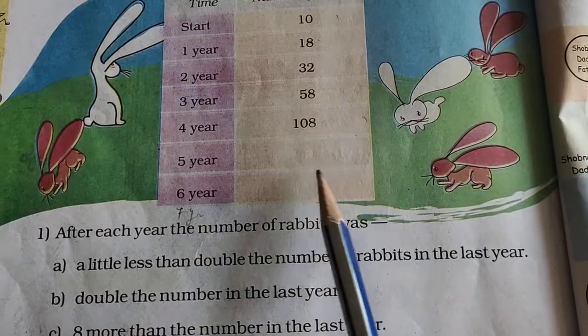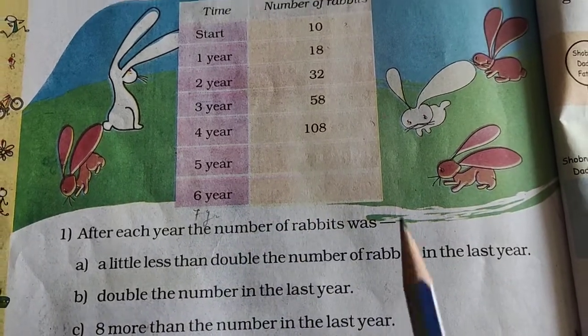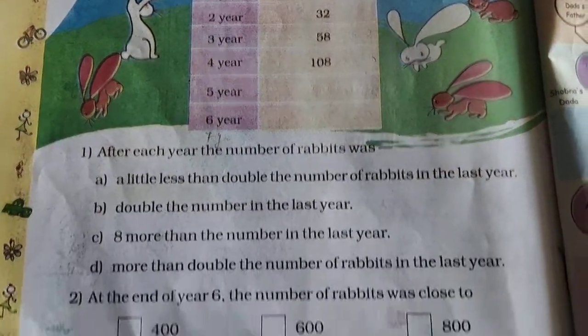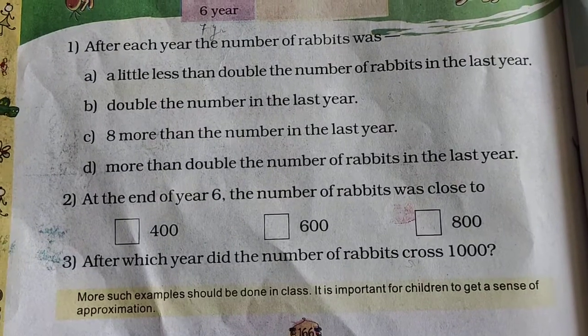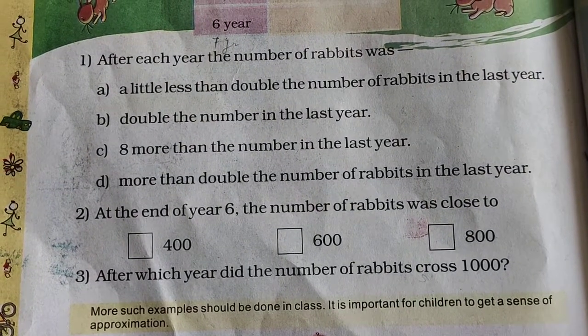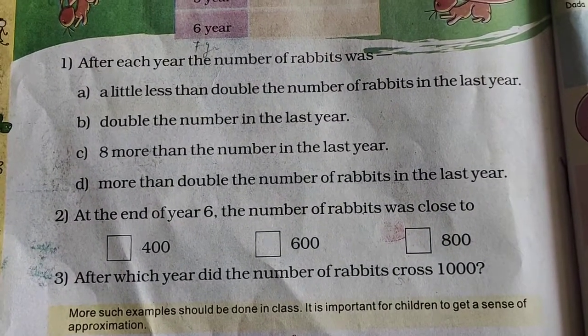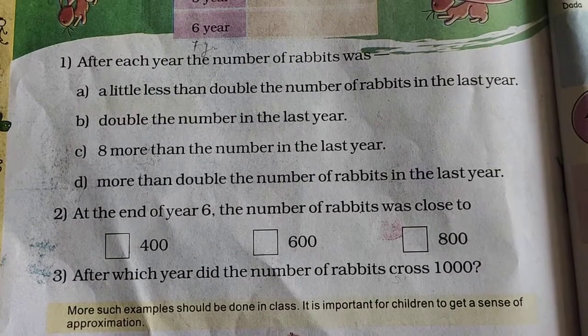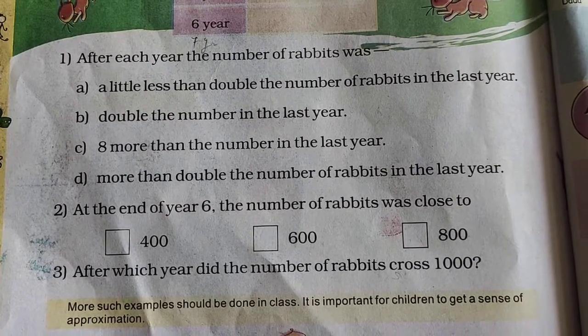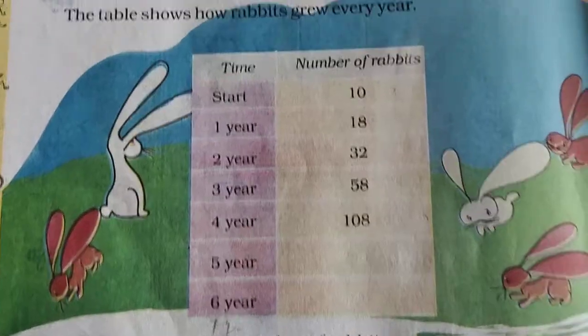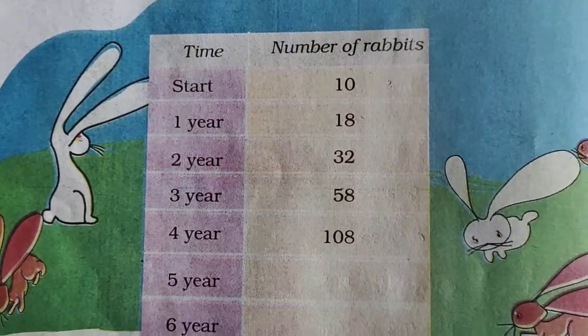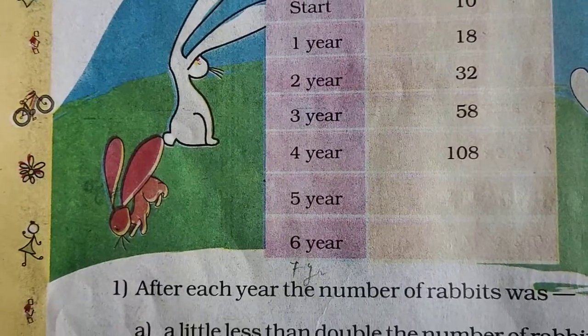Here we have only the 5 years. 6 years we don't know. So we are supposed to complete this table first. We are supposed to understand how the pattern is done. After which year did the number of rabbits cross thousand? Now let's see, students, what does the table tell us.